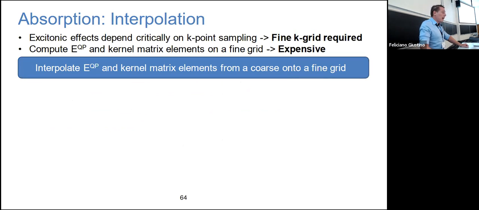The reason is that the exciton depends critically on the K-point sampling, and Zheng has already mentioned this in the previous talk with some examples. So this implies that you really need a fine K-point grid. The problem is that evaluating quasi-particle self-energy matrix elements is very expensive, and computing kernel matrix elements is also very expensive. So this is the trick. We compute those expensive quantities on a coarse grid, and then absorption reads these quantities and interpolates them on a fine grid in order to efficiently solve the BSE equation.